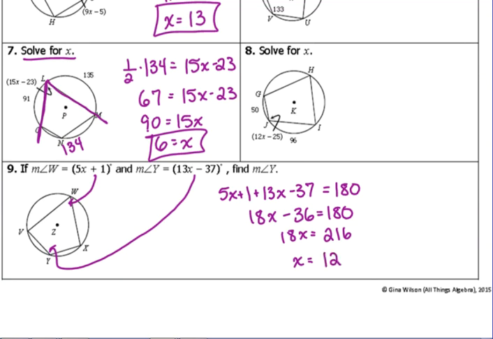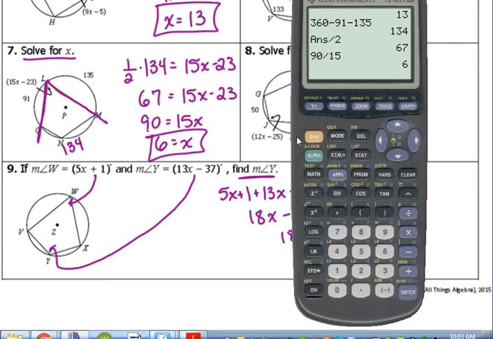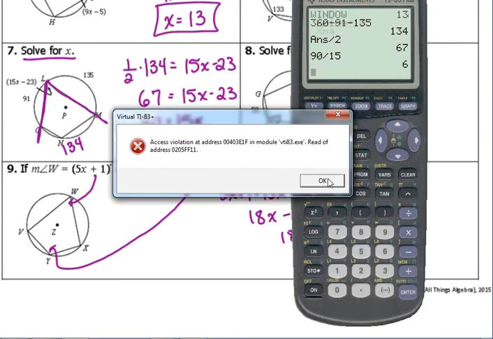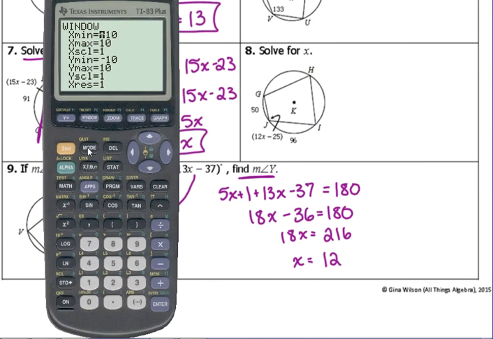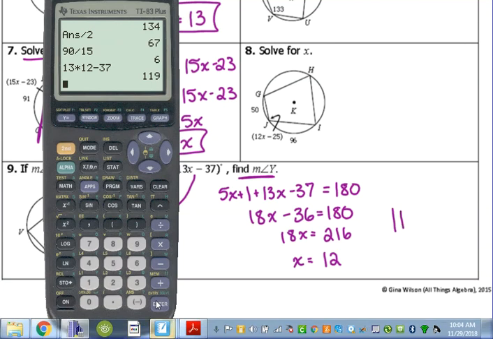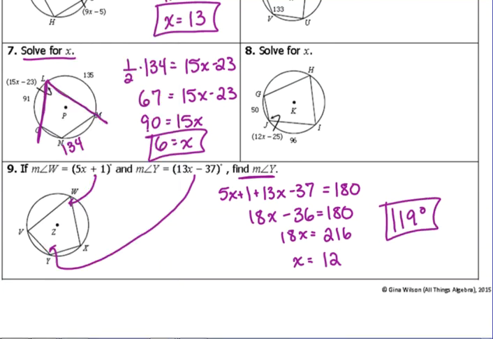Were they asking for x though? Nope, they wanted the measure of angle Y. So we've got to plug it back in. 13 times 12 minus 37. 119 degrees for angle Y. Okay, questions?